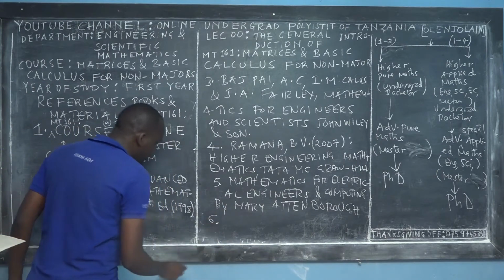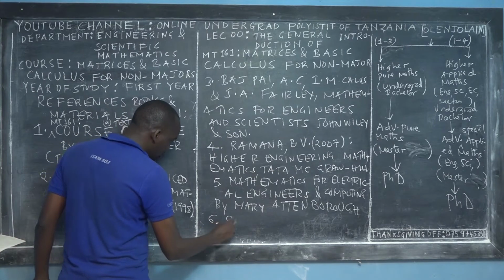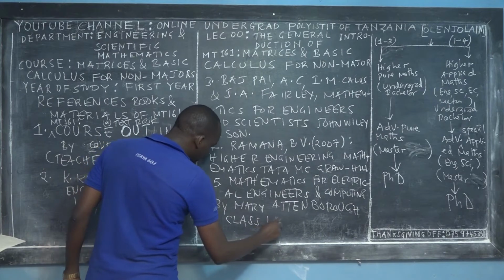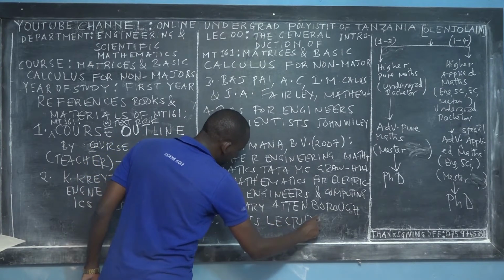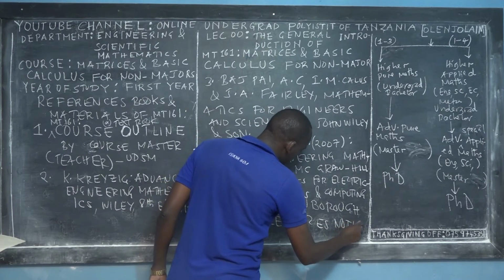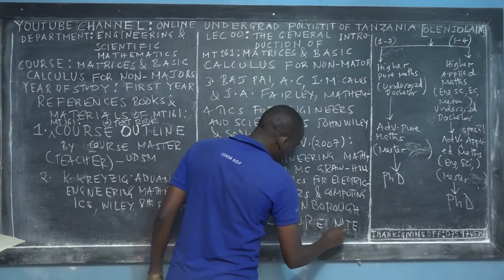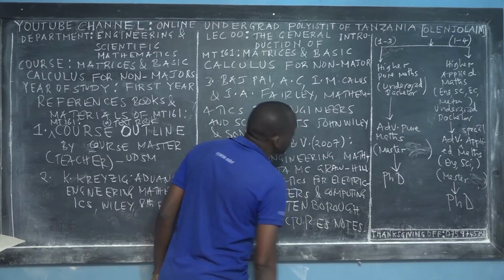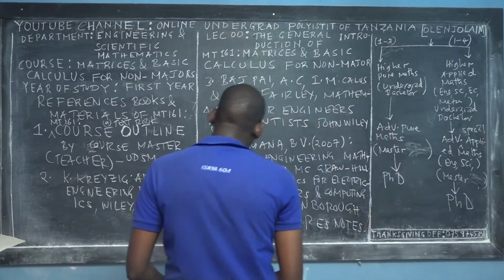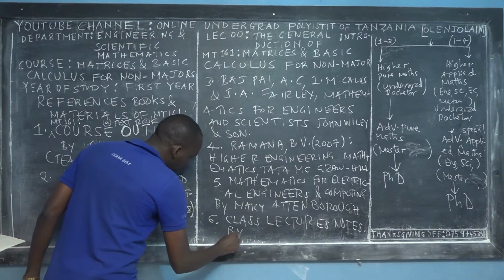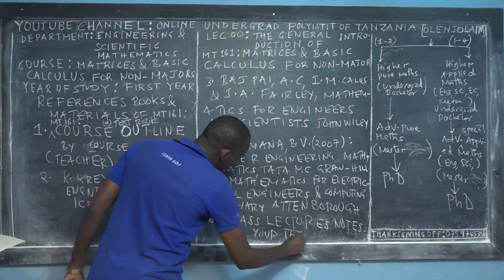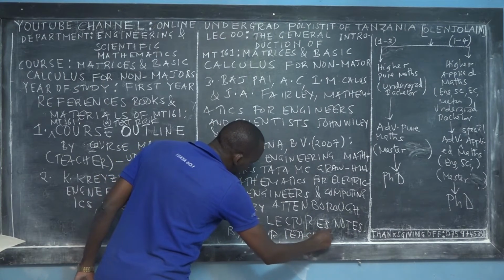The sixth essential reference book is what we call your class lecture notes from your teacher. Class lecture notes. So class lecture notes are the sixth reference material, and will be given by the teacher. Very important for you to go through it.